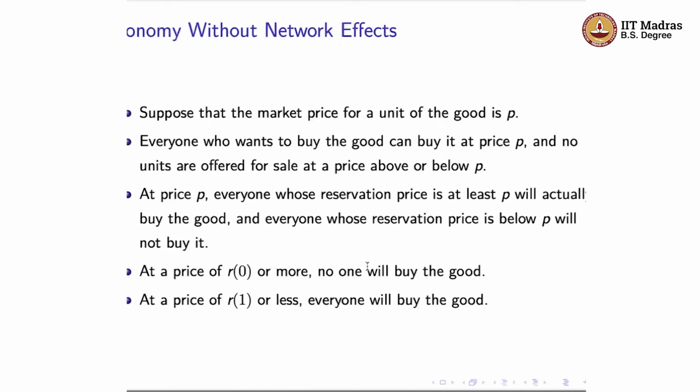Because you have got all numbers which are lying strictly between 0 and 1. What about a price which is R1 or below R1? In this case, everybody wants to buy the good because the reservation price of all the consumers is going to be above the market price, right?